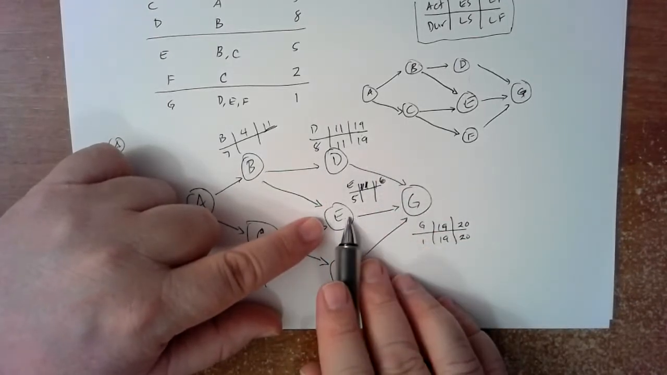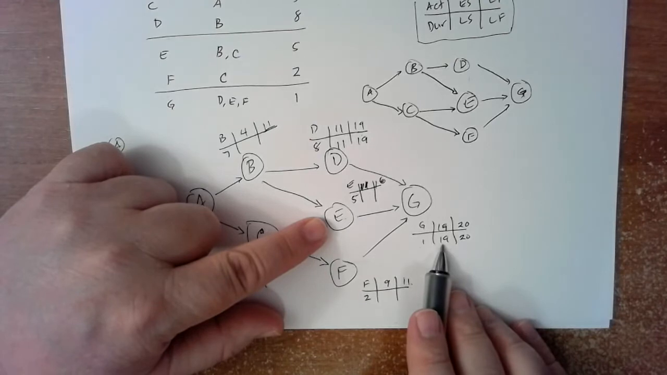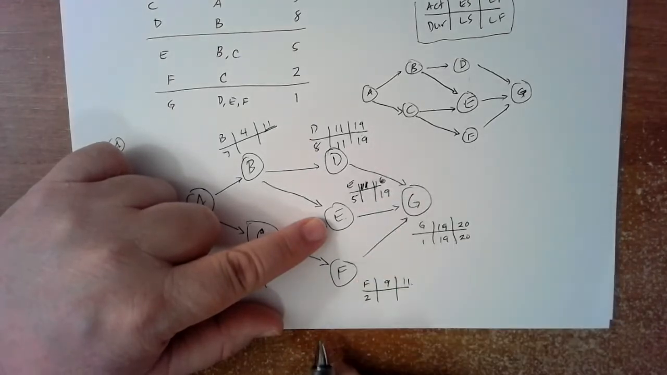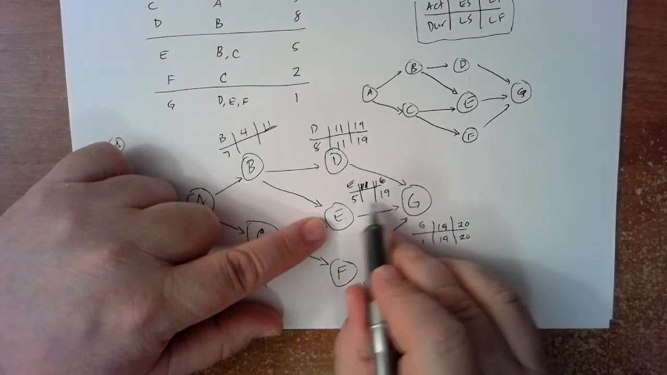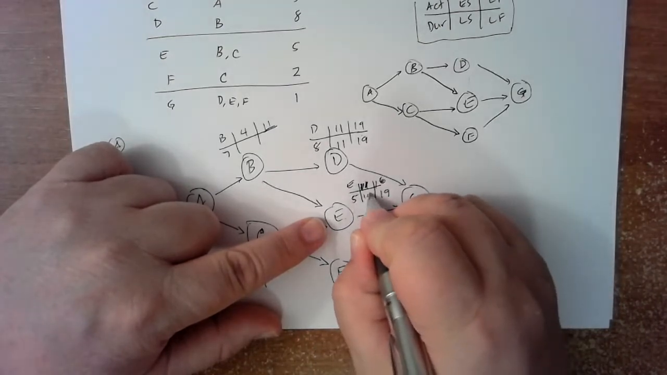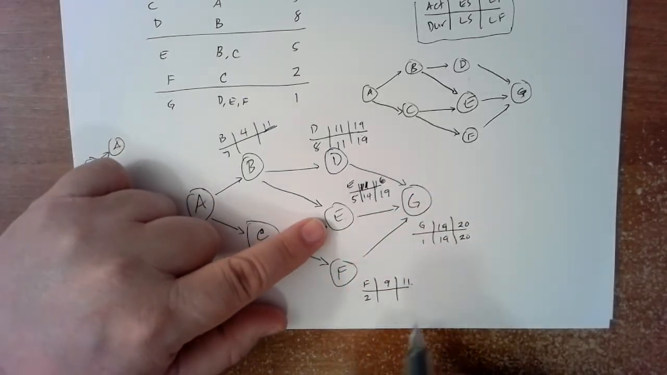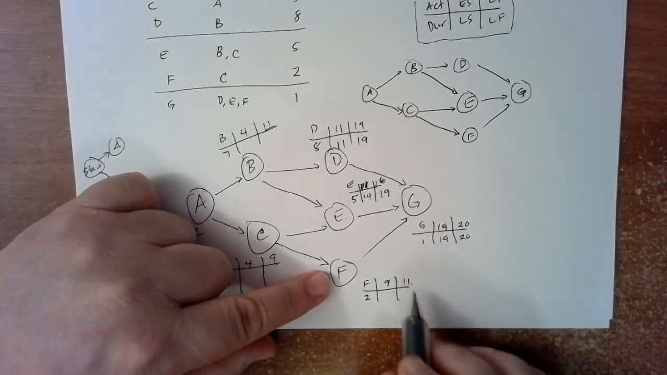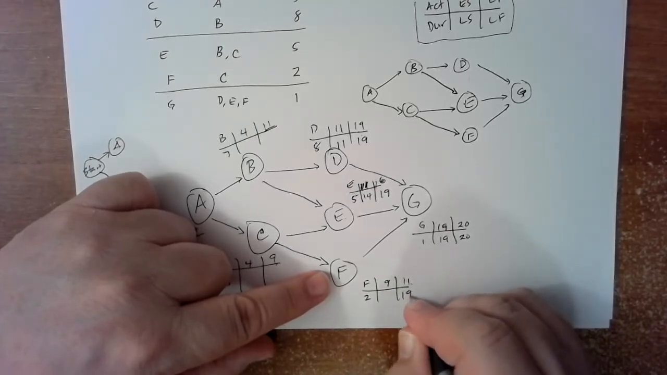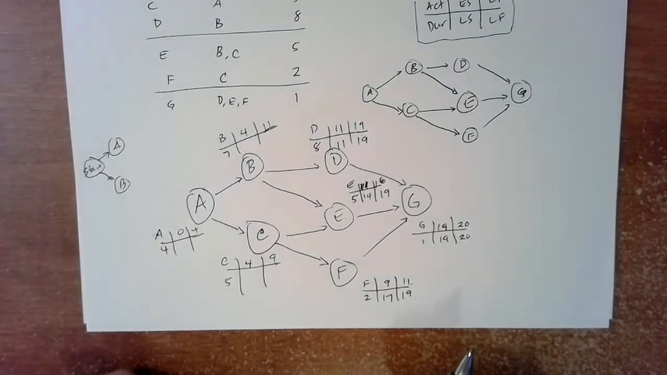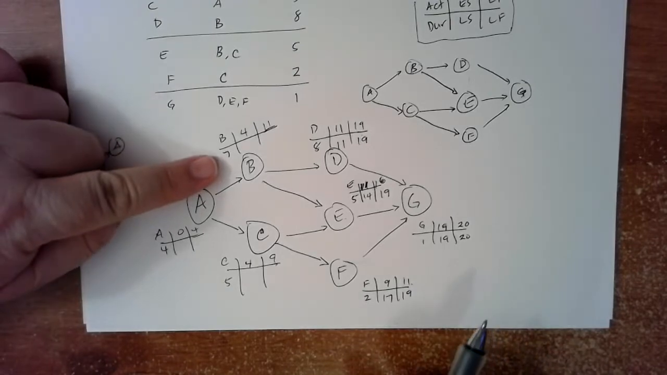Similarly here, activity E needs to finish by time 19 so that G can start. So that is its latest finish time. And so 19 minus 5, what is that? 14. Okay. And then down here, G is 19, so F must be finished by time 19. 19 minus 2, 17. Good. All right.